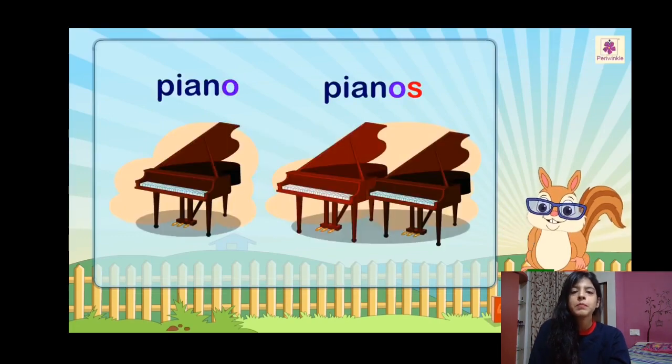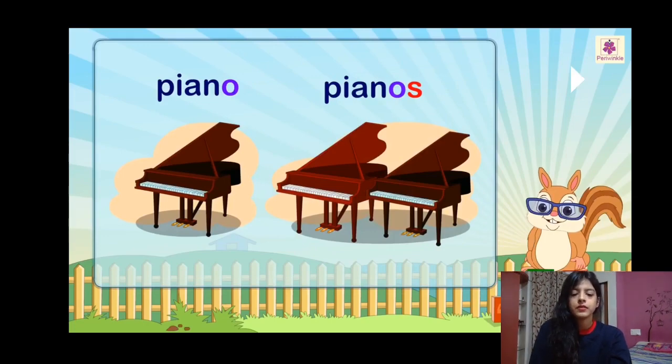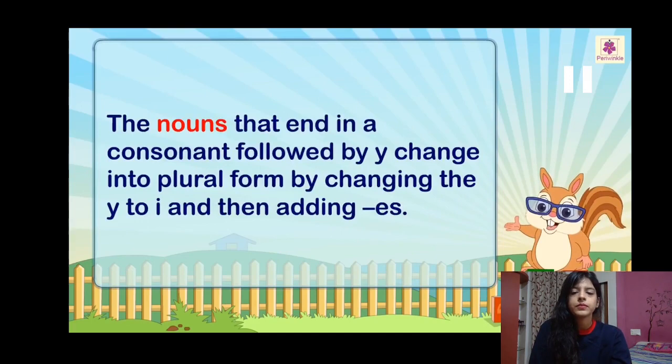Piano and pianos. Piano is a singular noun and pianos is a plural noun. Ox and oxen. Do we add es? No, ox is an exception. So we will not say oxes, we will say oxen to make it a plural noun.